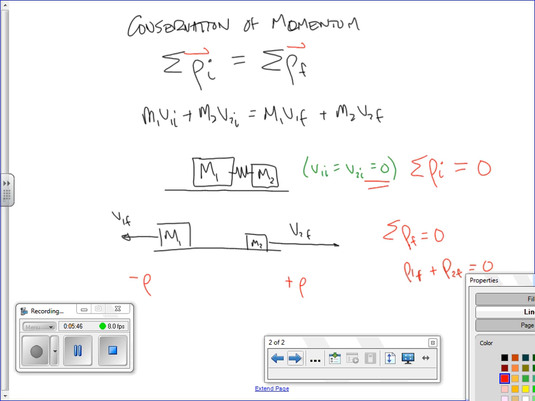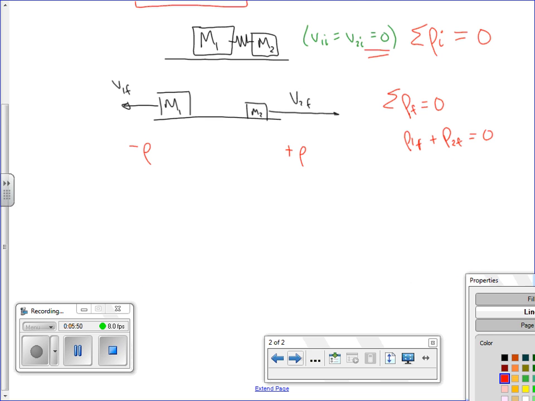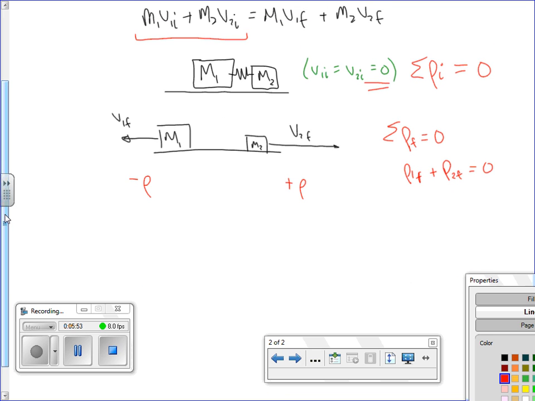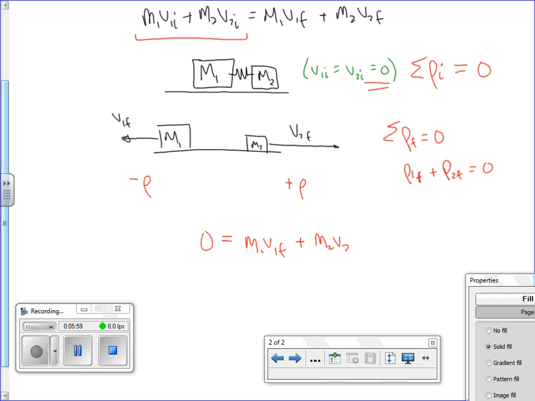Okay, so here we would literally take this whole side of the equation and make it 0. And say that m1 v1f plus m2 v2f is 0. Or that m1 v1f is negative m2 v2f. And you can find whatever you wanted to find.